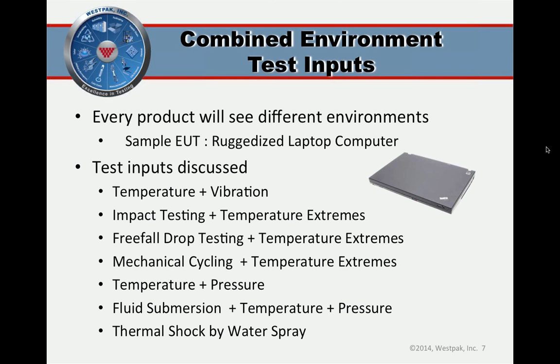The next is mechanical cycling at temperature extremes. So this would be actuating buttons or hinges or switches at thermal extremes. The next is temperature and pressure. So this would be altitude or high pressure testing, submersion type testing. The next is fluid submersion with temperature and pressure. So you have a high level of depth, varying temperature. And the last is thermal shock by water spray. In general, having a warm product and rapidly cooling it with water spray. Herb, you have?